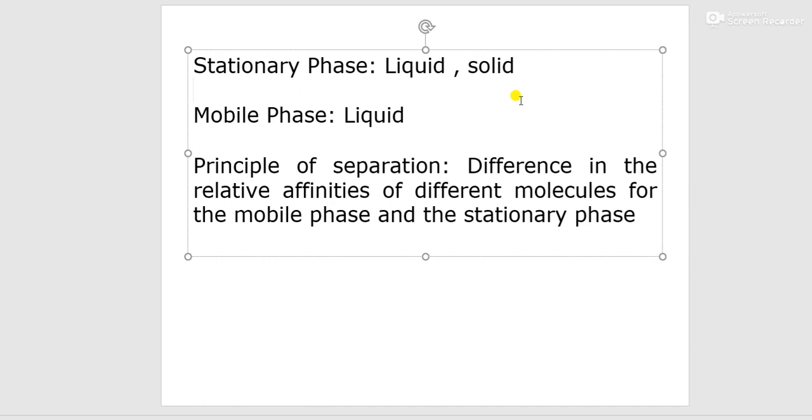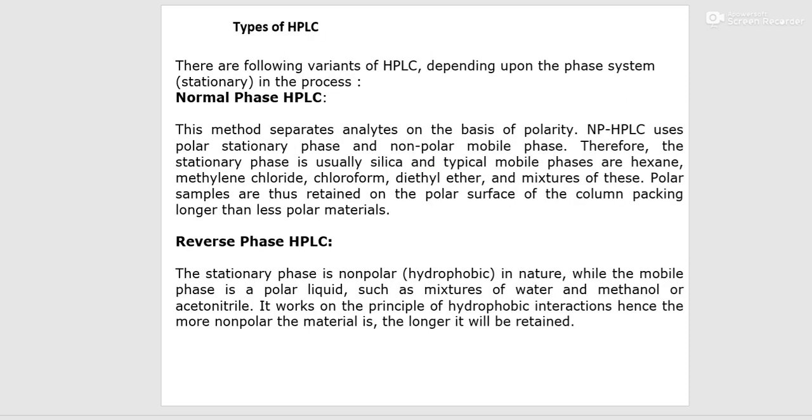Now, what is the principle of separation involved in HPLC? It is difference in the relative affinities of different molecules of sample towards mobile phase and stationary phase. So components which have more affinity towards stationary phase will be retained in the column, and components having more affinity towards mobile phase will elute fast with the movement of mobile phase.